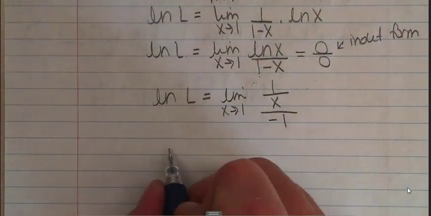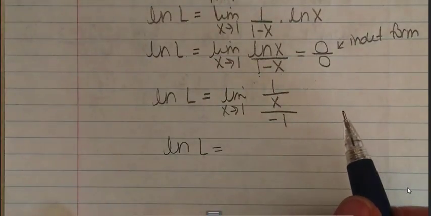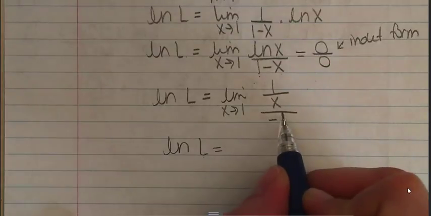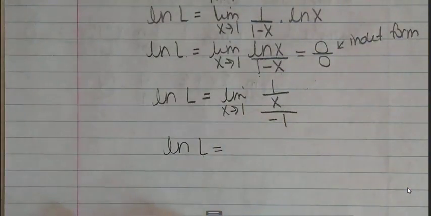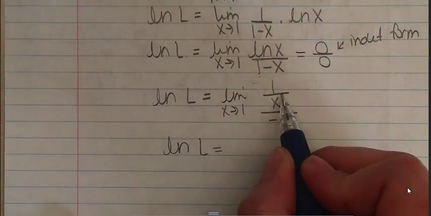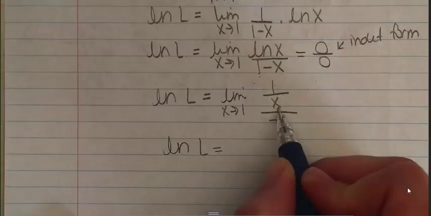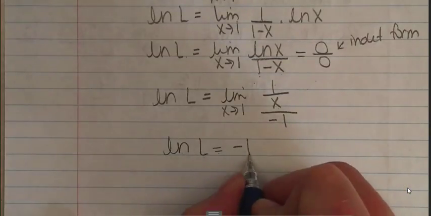So let's see what this ends up giving us here. Oh, what happened to my ln? Oh, no, I still have that. That's good. So I'm going to have the ln of L equaling, let's see, 1 over 1, right? As I plug 1 in there, it's going to give me negative 1.